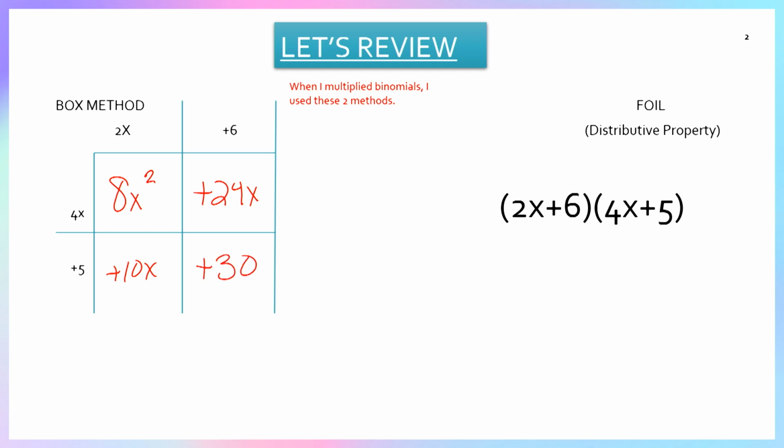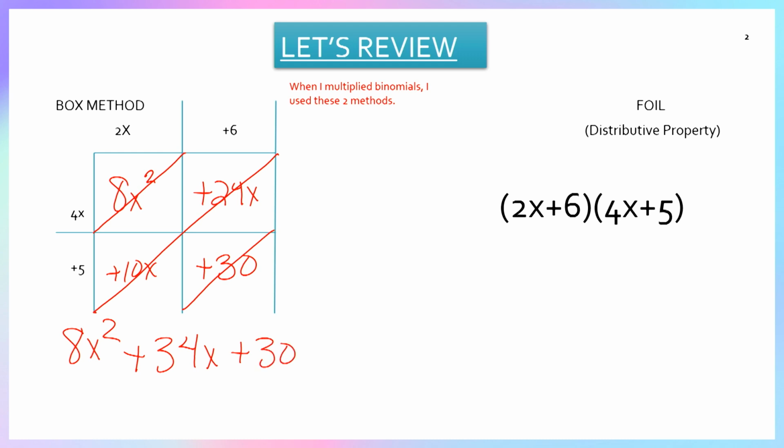So now that I have multiplied from top to side, I'm going to add diagonally. Corner to corner, I have 8x squared. Corner to corner addition, I'm going to get plus 34x, and from corner to corner, plus 30. And that is how I got my quadratic equation using my box method.